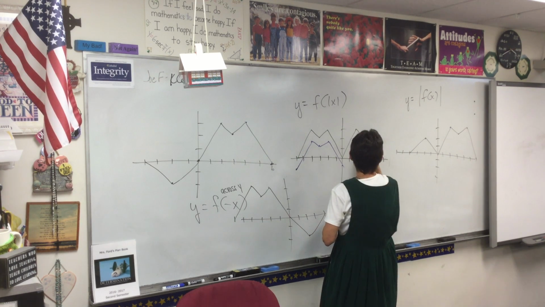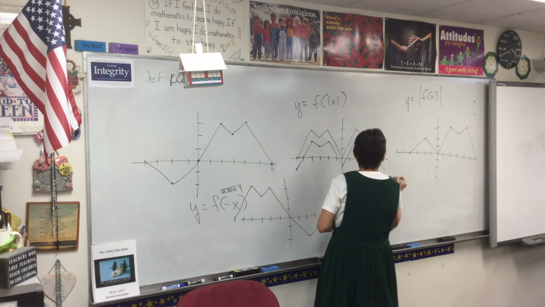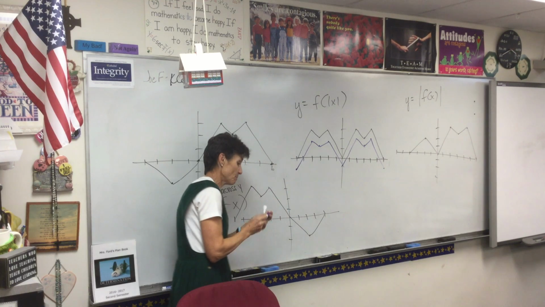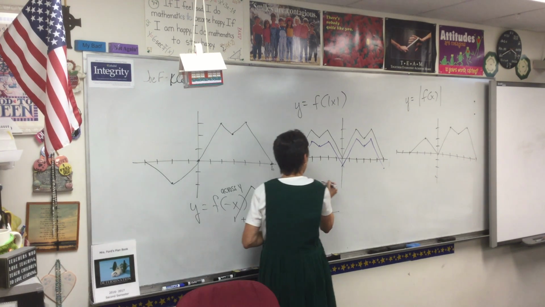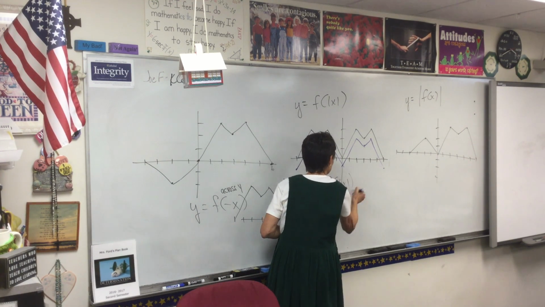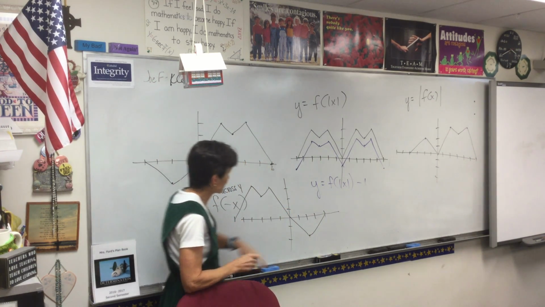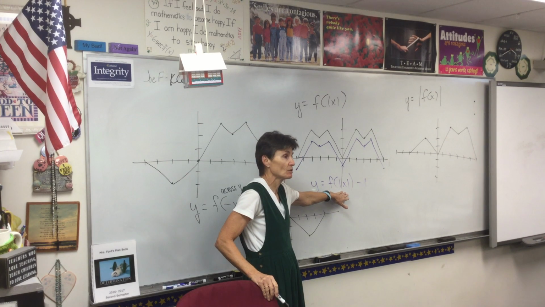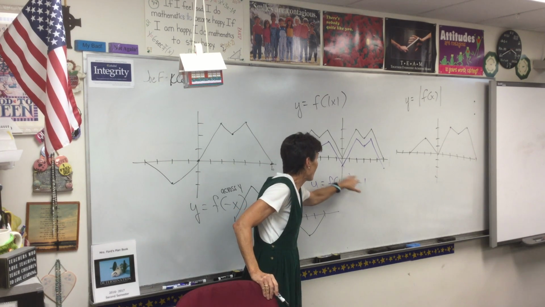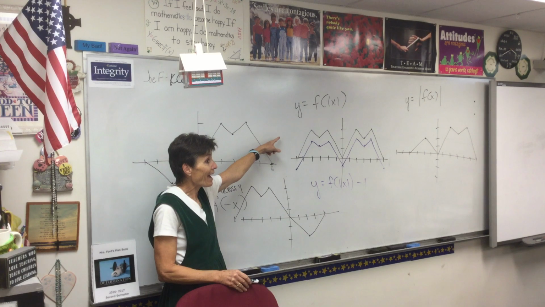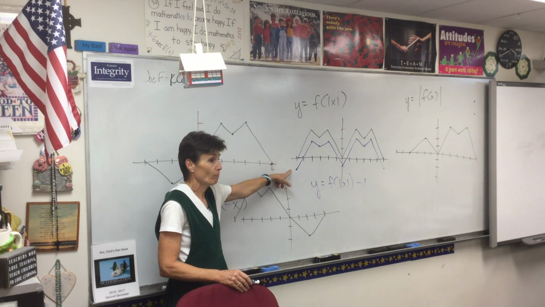So I'm using the same basic picture, because putting the -1 on the problem simply takes whatever you had to start with, in this case f of absolute value, and move it down 1. So black is number 6, purple is number 7. Does that make sense to you?